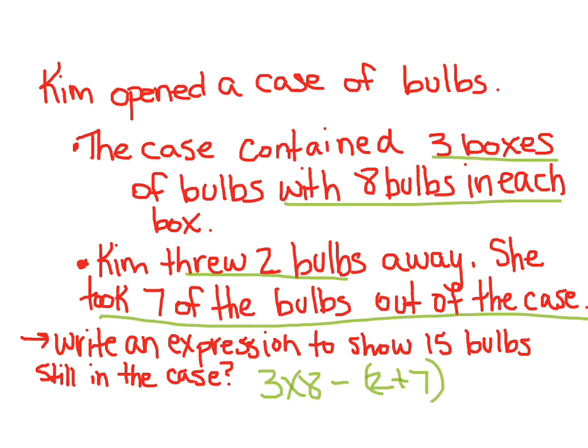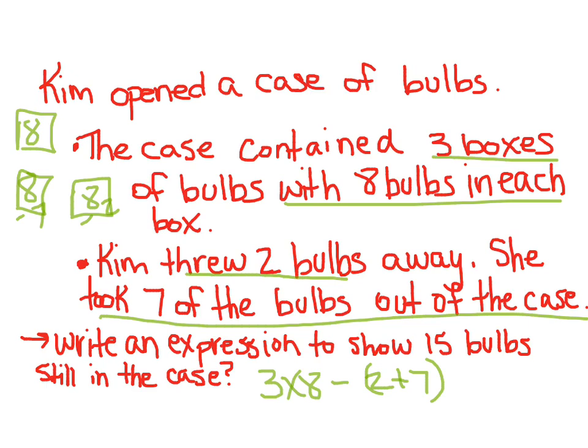Okay, so she had 3 boxes. We're going to just draw us a little picture. And each box had 8 bulbs in it. She took 2 from this box. And then 7 from this box. And we want to know how many she had left. We want to write an expression to show that there's still 15 left, right? So we have to add 2 plus 7, because that's the total number that she did away with. She threw 2 of them away and put 7 of them up somewhere else. Okay, so 3 times 8 minus parentheses 2 plus 7.